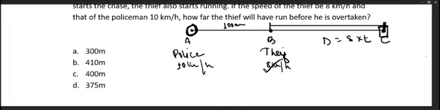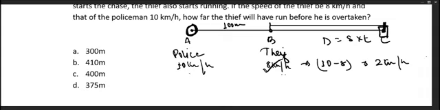So for that, first of all, we have to find the relative speed of both police and thief. We have just discussed that in case both the objects are moving in the same direction, then we just subtract the speeds in order to get the relative speed. Then the relative speed will be 2 km per hour.